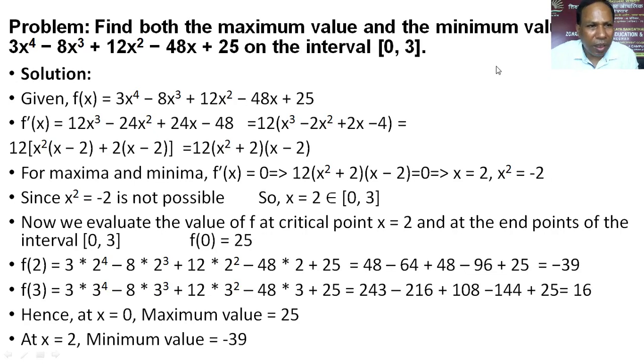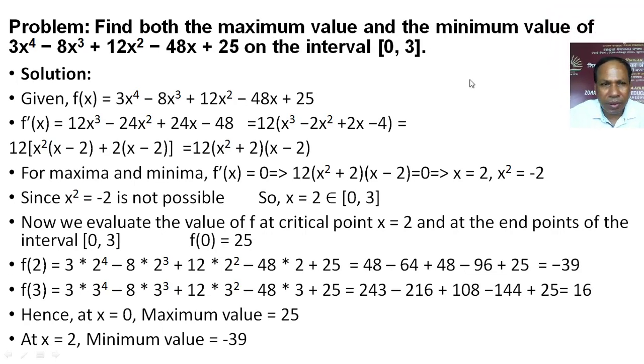Now we'll solve one problem. Find both the maximum and the minimum value of the given function 3x^4 minus 8x^3 plus 12x^2 minus 48x plus 25 in the closed interval [0, 3]. So, as per our procedure of finding the absolute maxima or minima, first of all we find the derivative of the function and equate it to 0.